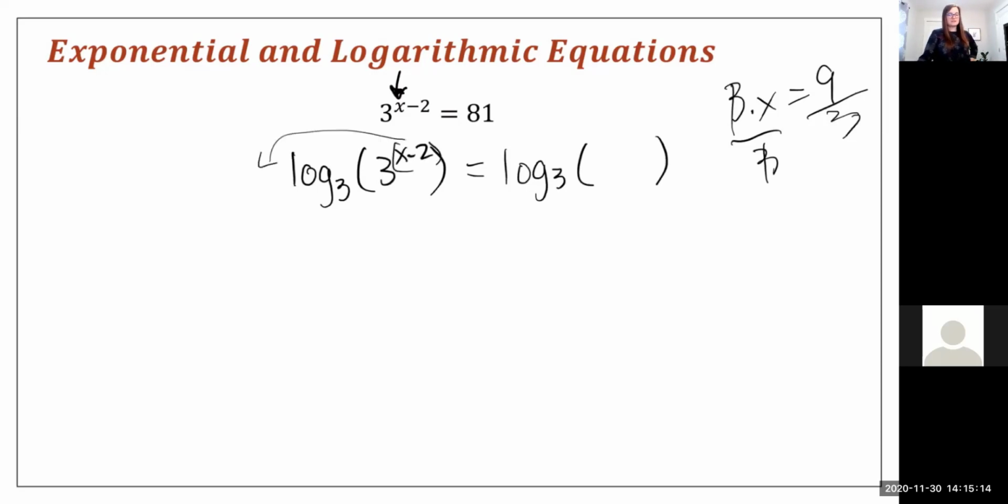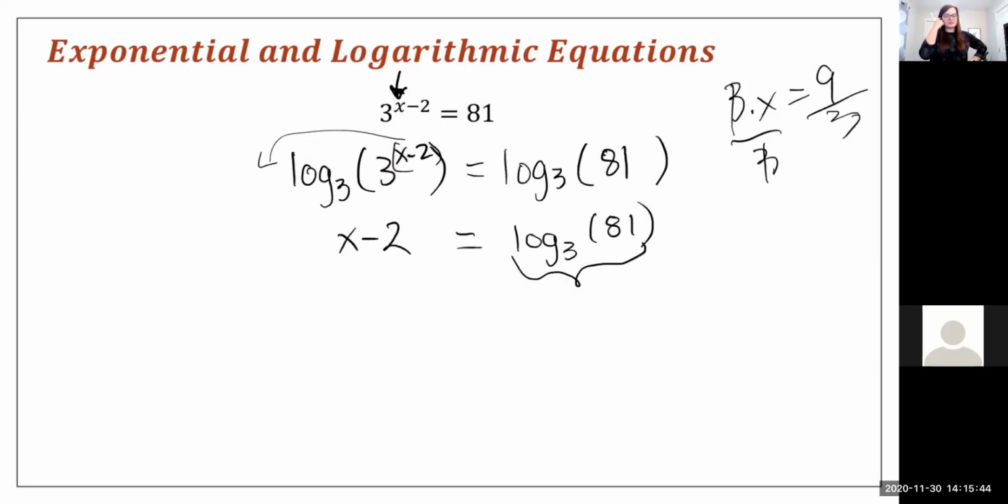Log base 3 of 3 is 1 because it is the inverse of itself. And so I'm left with just x minus 2 equals log base 3 of 81. So now that the x has come down, if the exponent had the variable, now it's come down, I can now deal with it in algebraic form. Okay, and so we might want to think about what this is. Maybe we can simplify it.